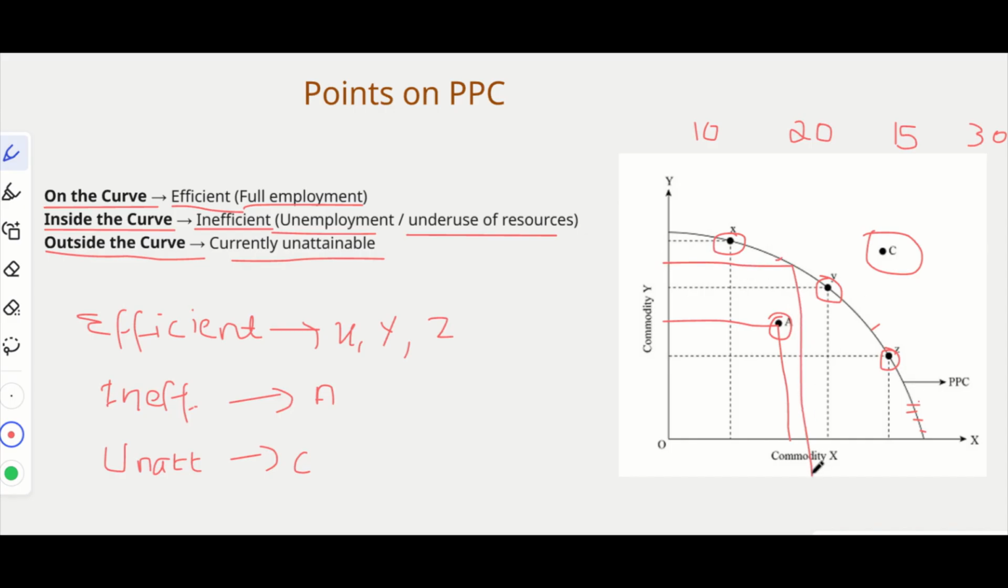All will give you different combinations of commodity X and Y. See, all these are possible. Any number of combinations are possible. The point should be on the curve, like this. Is that clear?